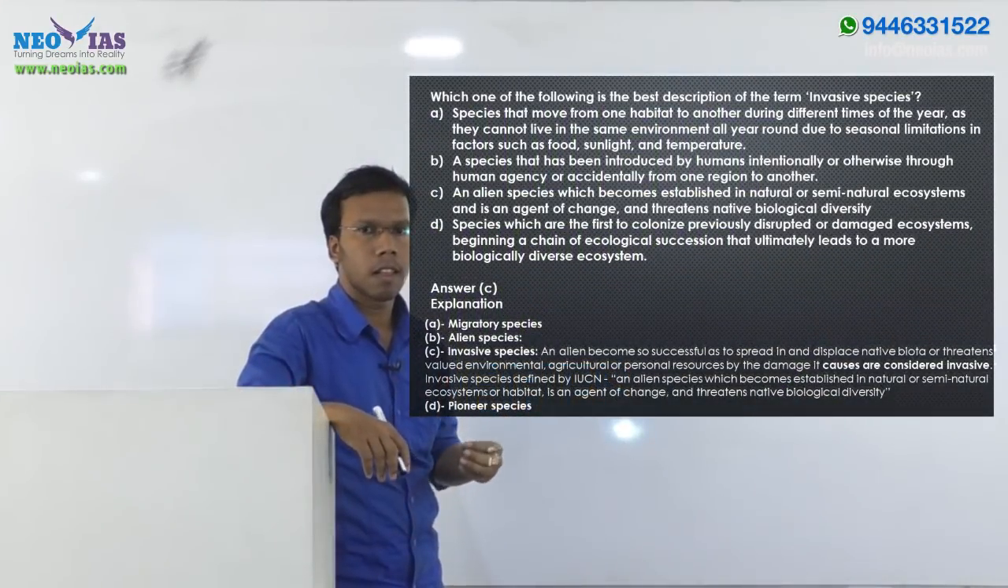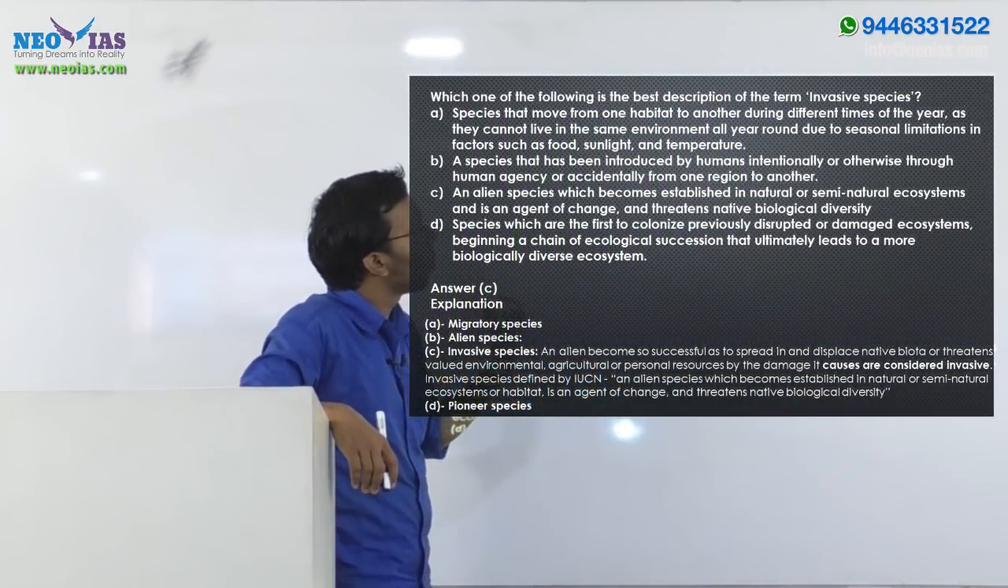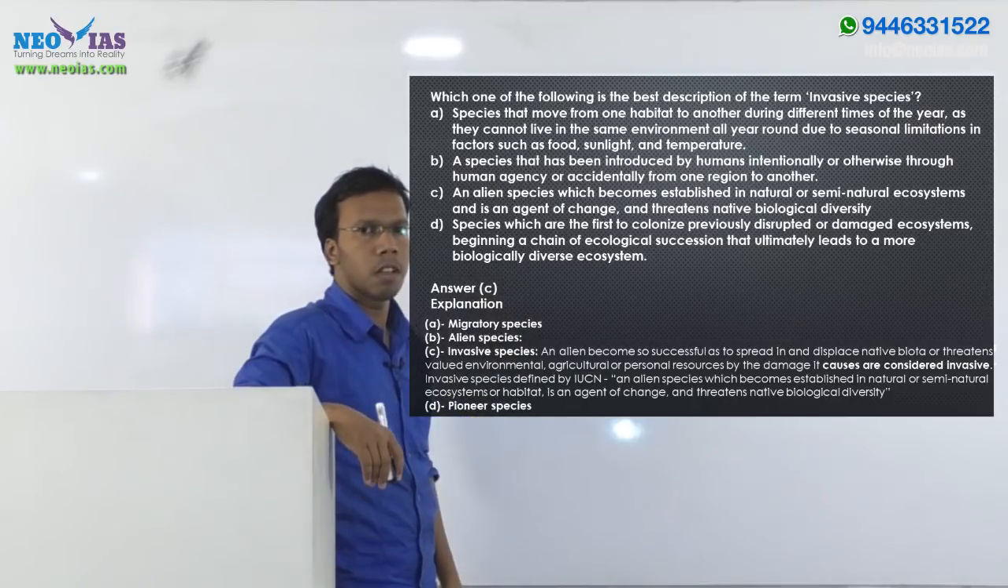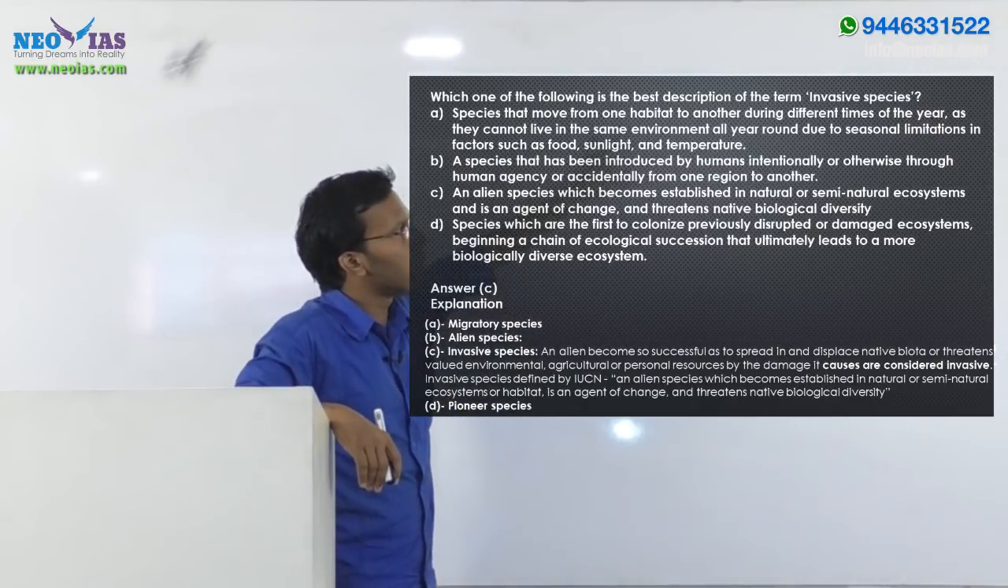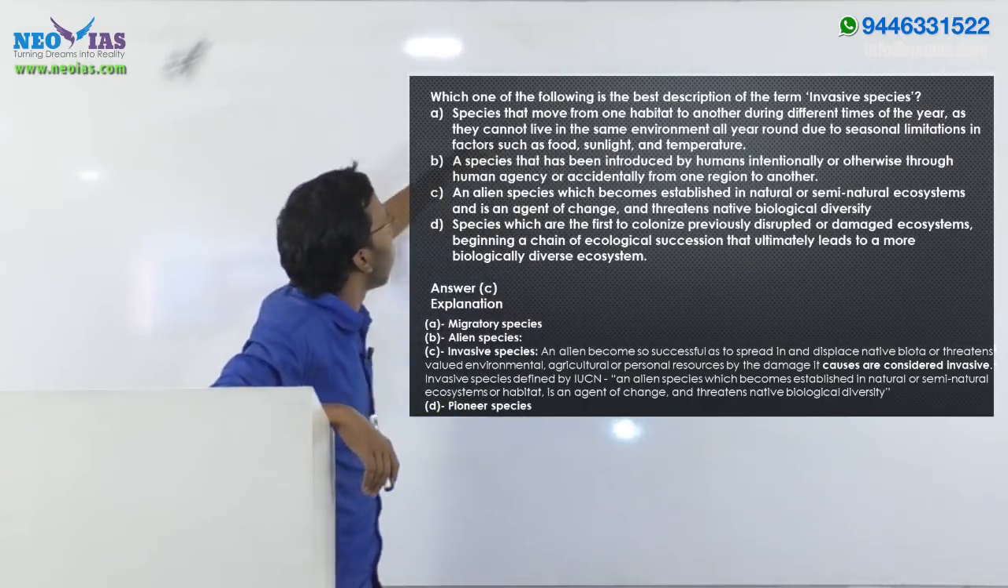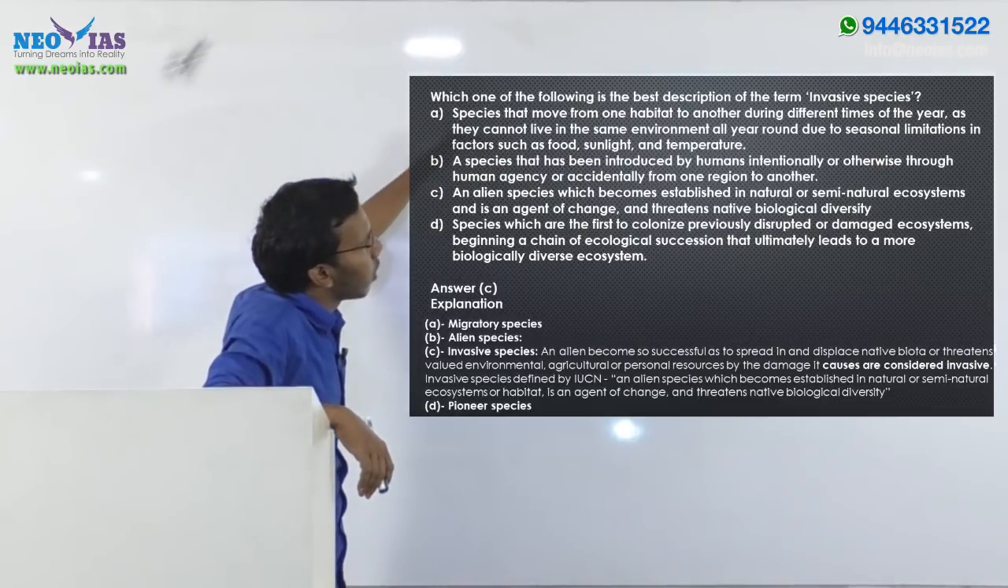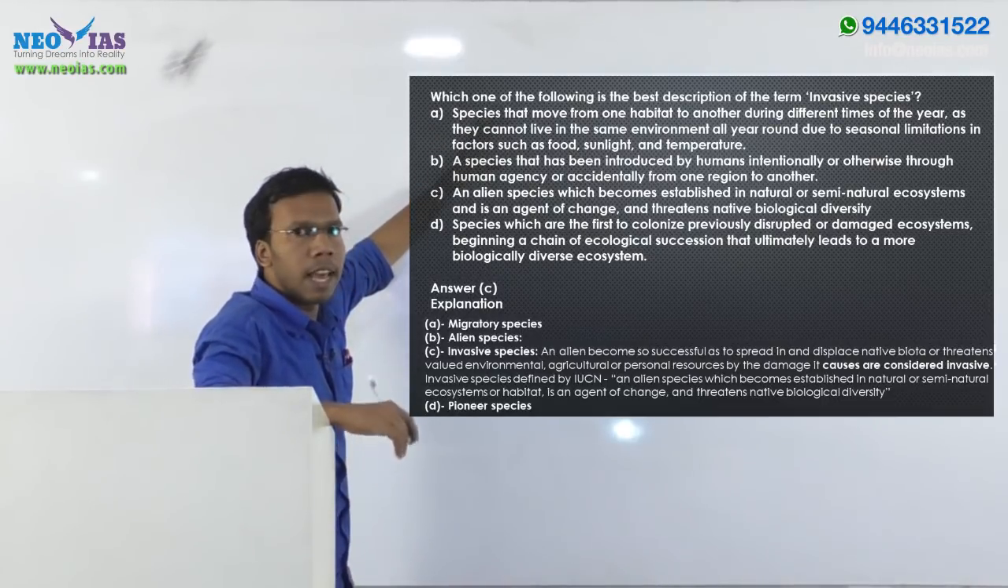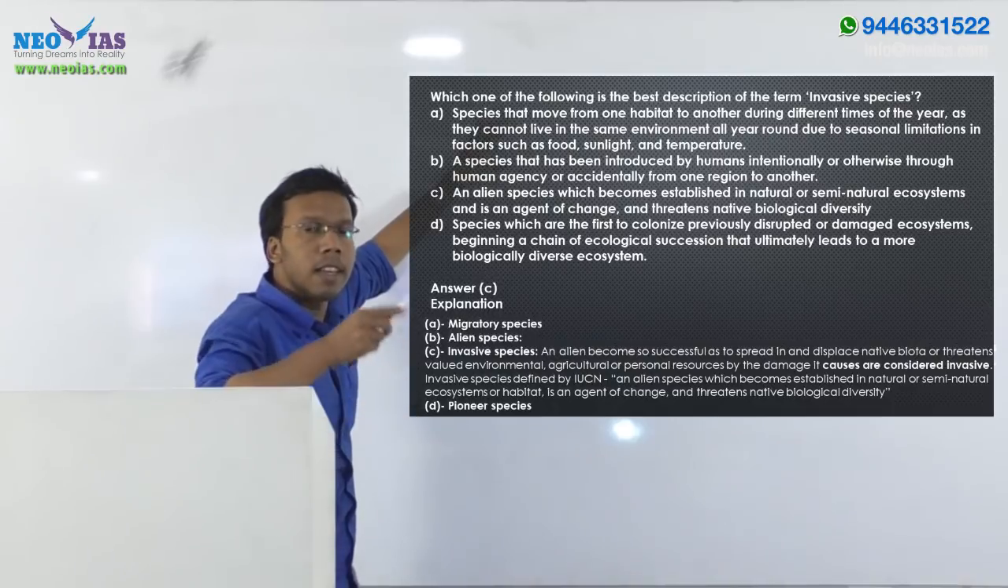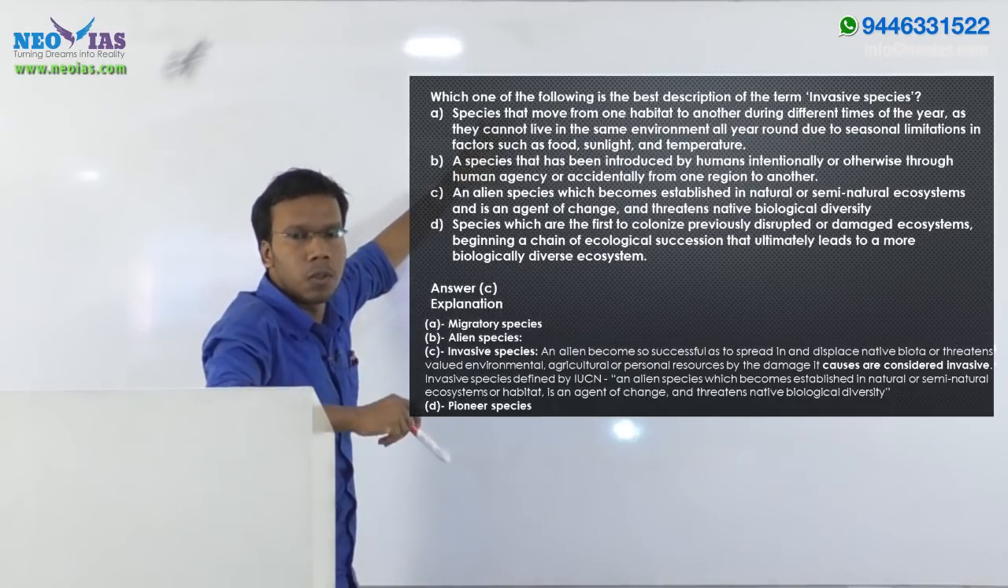Then this is another question from environmental science, and it's a concept related to invasive species. The question is like this: which one of the following is the best description of the term invasive species? Actually, it's a concept question, but why they asked this question is it was in the news.